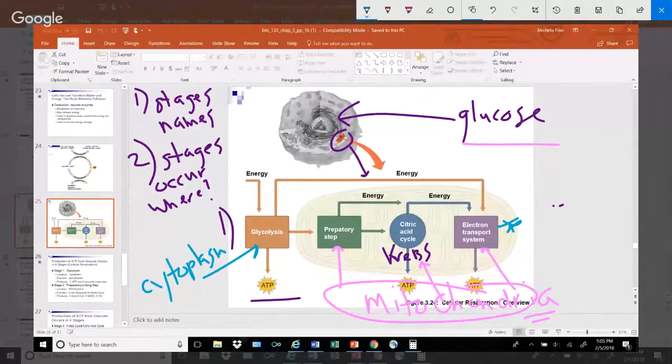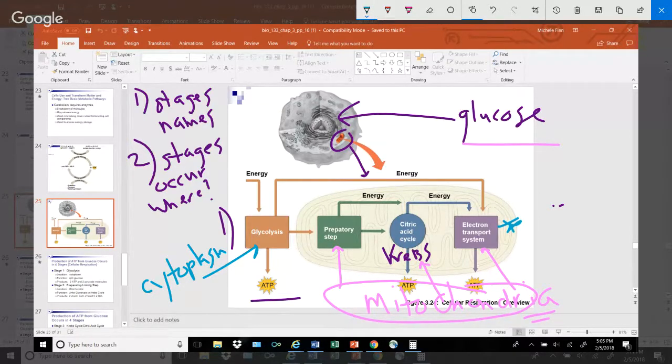Remember, we said to do several different things in our cells. For example, move muscles, get things across cell membranes by active transport, build molecules that our body needs. To do that, glucose has to go through 4 stages. You should recognize the stage names: glycolysis, preparatory steps, citric acid cycle, electron transport system, or chain. You should know where the stages occur to produce this ATP.